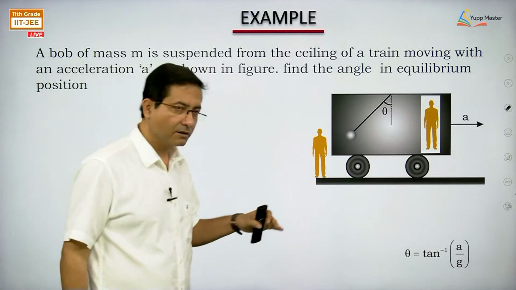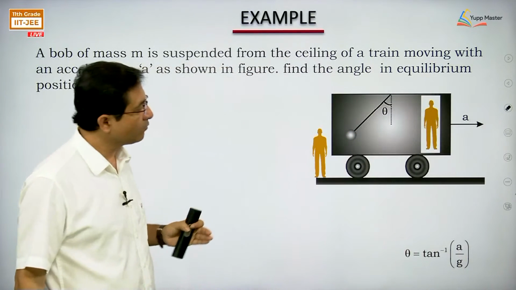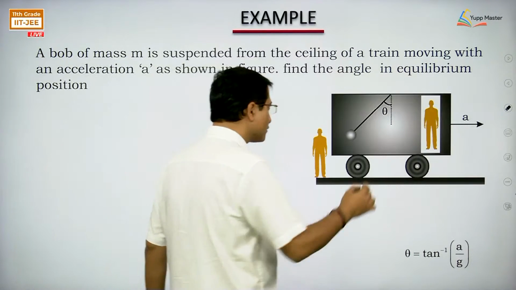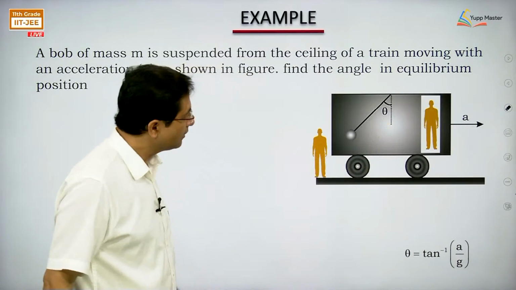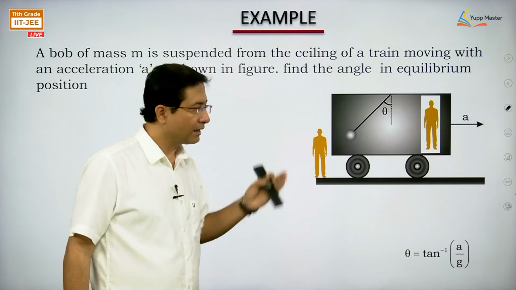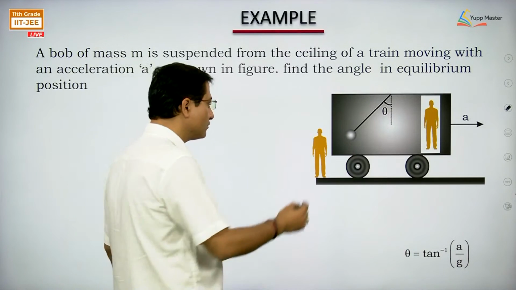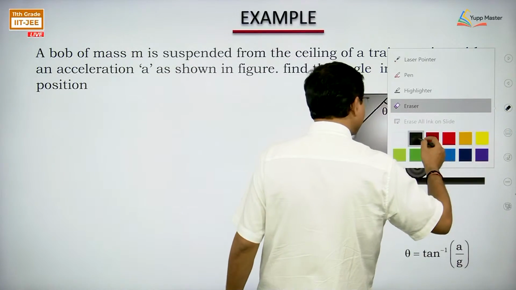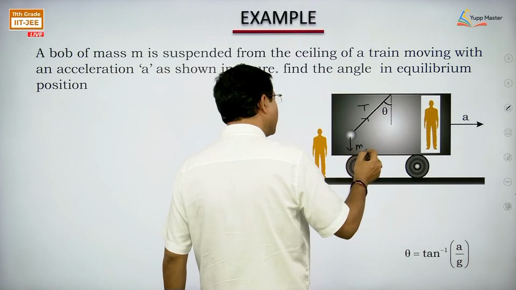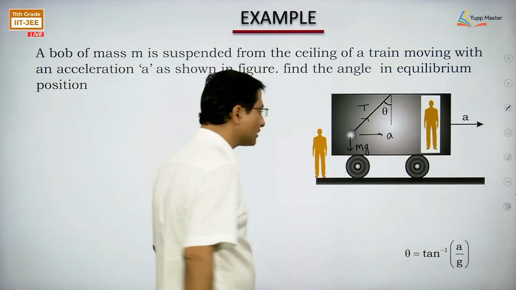This is the final situation. In the final situation, the bob is making some angle theta with the vertical, right? And I want to find out this angle. Now I have two options: I be on the ground and observe the motion of the bob, or I be inside the cart and observe the motion. If I am on the ground, I will observe two forces, tension in this direction and mg in this direction, and I will observe that this ball is going this way with acceleration a.